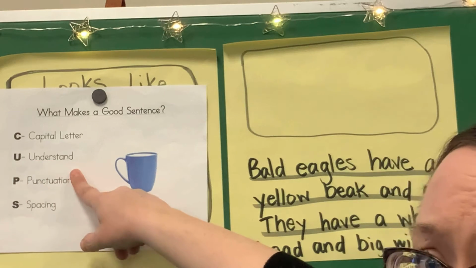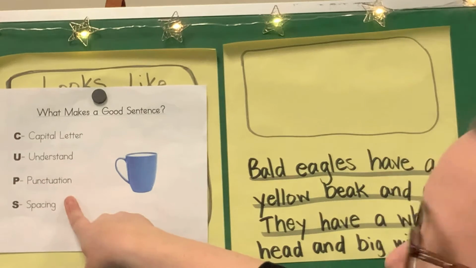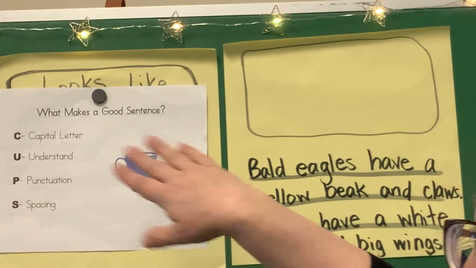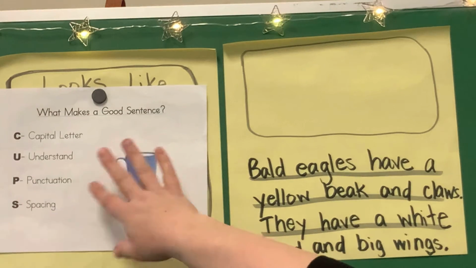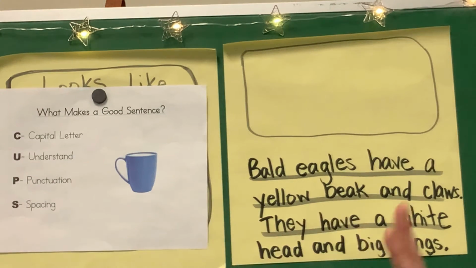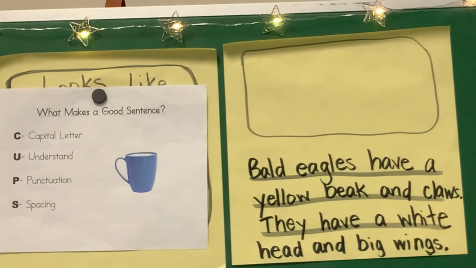U is for understand. Does it make sense? P is for punctuation, ending punctuation. S is for spacing. Okay, now I kind of tried to think about this as I was writing, but now that I'm all done writing my sentence, I need to double check and make sure, because I can always go back and fix it if I forgot something.